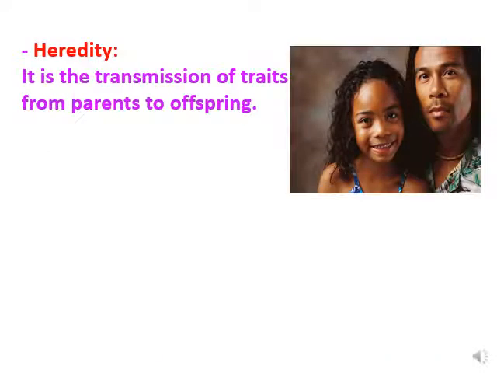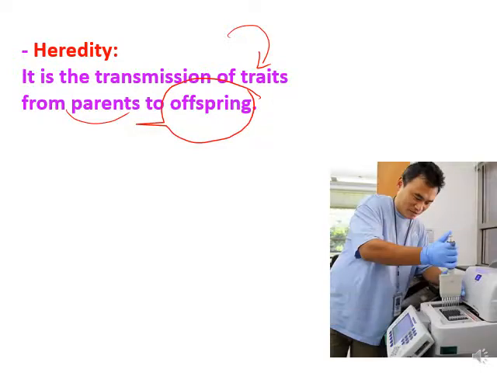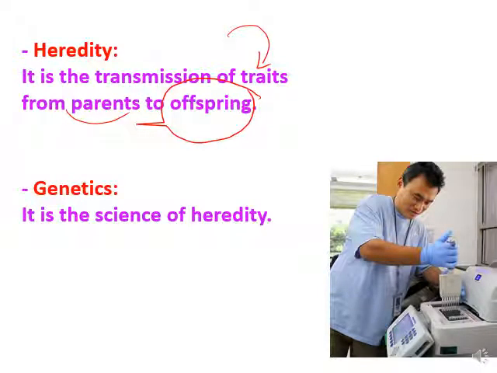Now let's talk about heredity. Heredity is the transmission of the traits from the parents to their offspring. The traits include the hair color, the skin color, and the color of the eyes. These are referred to as the traits. Genetics is the science that studies heredity.